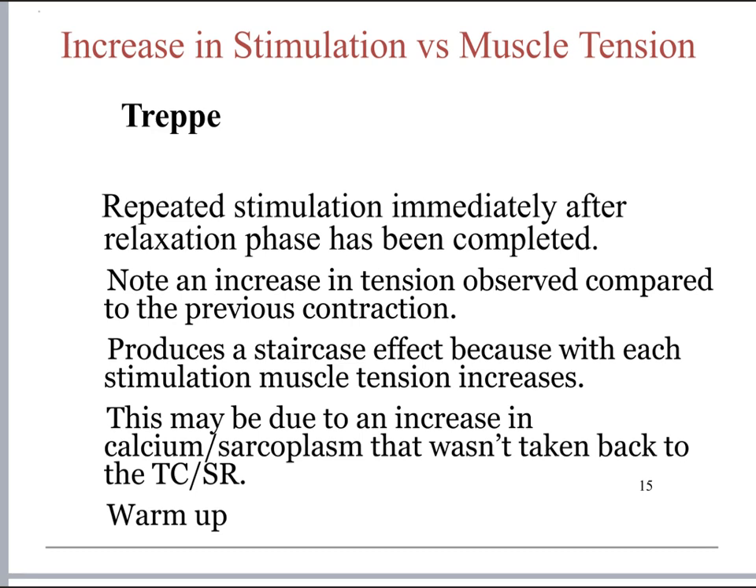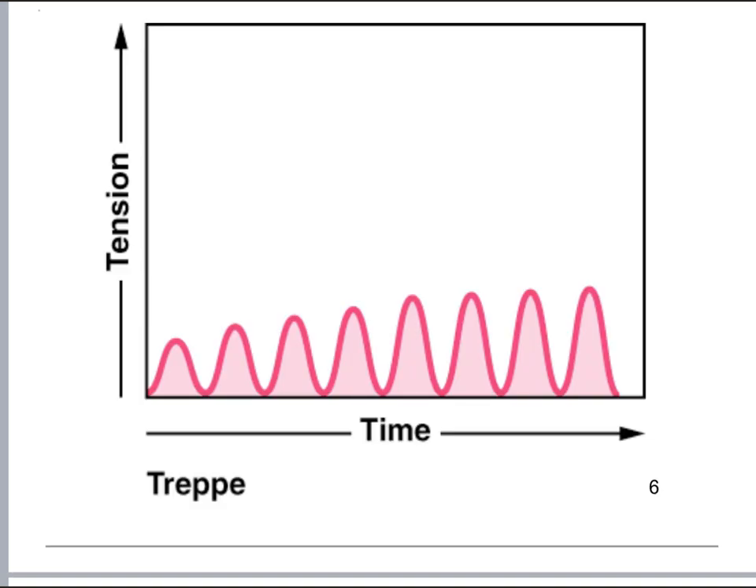This is essentially a warm-up. So when you go to the gym, you go on that treadmill and you warm up your muscles, you are undergoing this type of increase in stimulation, treppe. Now we could change and affect the type of stimulation coming in, make it come closer together, which will change the contraction. But on the next slide, we're going to look at what the treppe looks like. So this gives us that little staircase, that build up, that warm up effect.